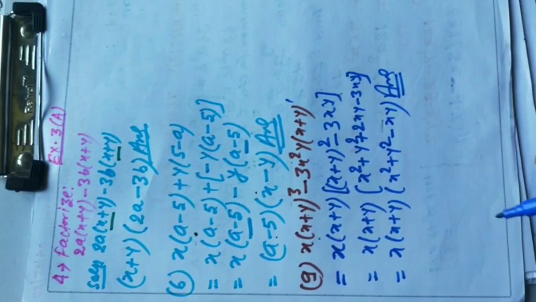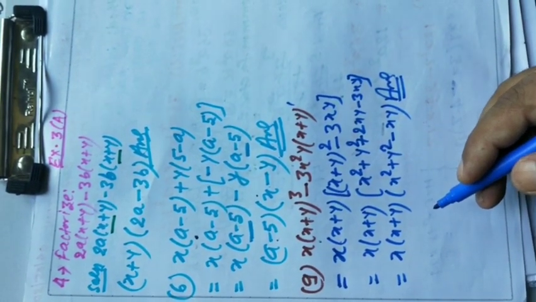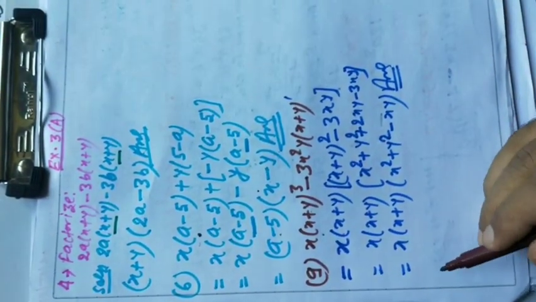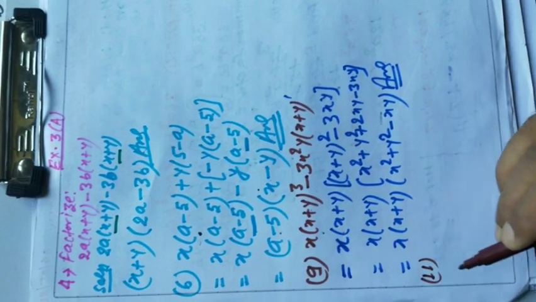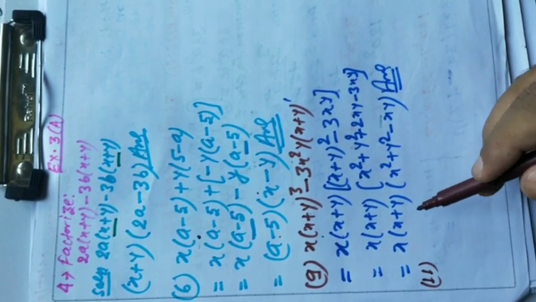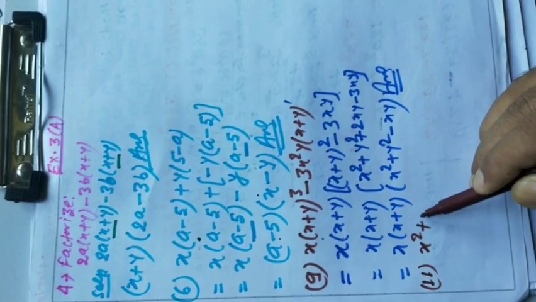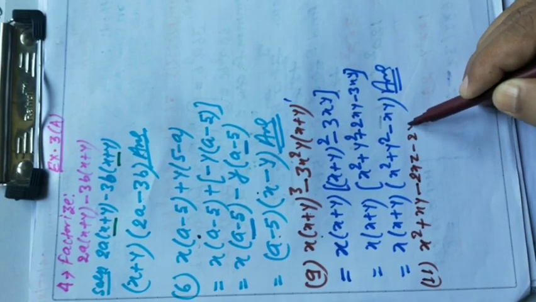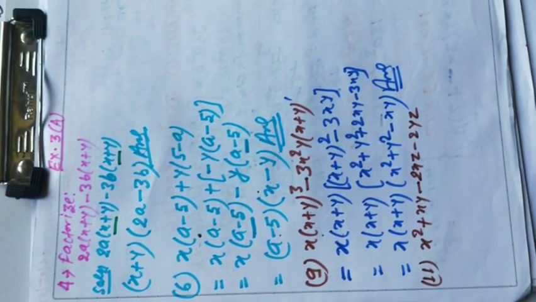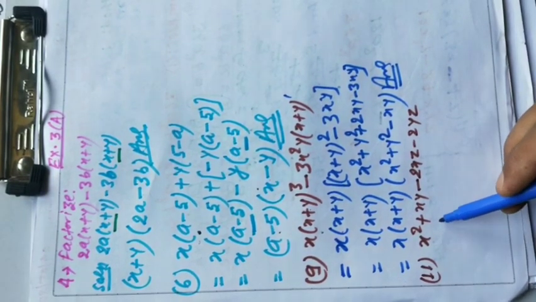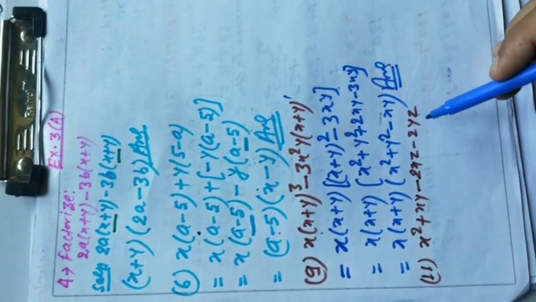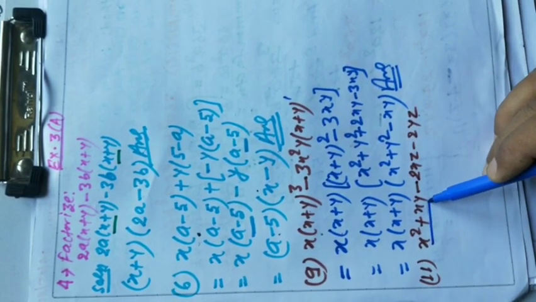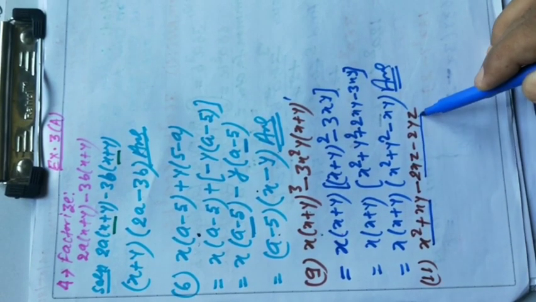Now let us see another problem. Question number 11. Let us see now question number 11. Question number 11 is x square plus xy minus 2xz minus 2yz. Now you have to factorize it. So how many terms are there? There are 4 terms. So divide it into 2 parts. Take two terms together and another 2 terms together.